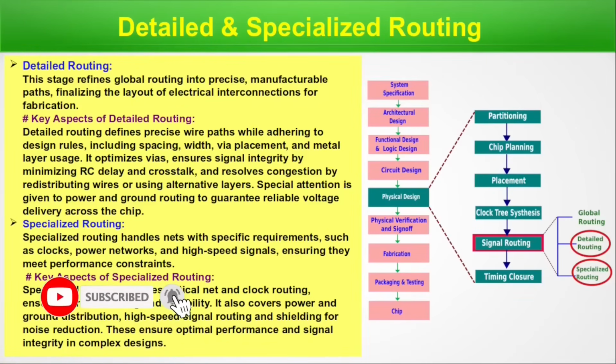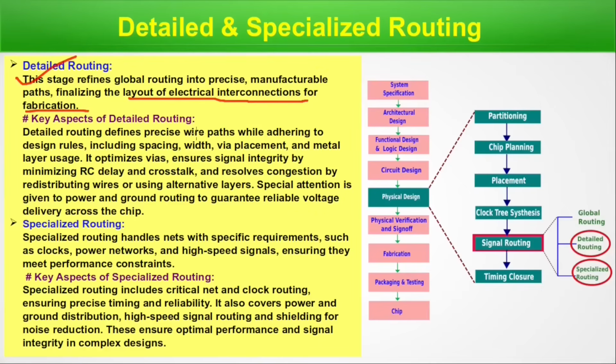This episode is dedicated to global routing. Since we have mentioned them, we are just giving a touch base about detailed and specialized routing. In a later episode, we will discuss these two types of routing in detail. Detailed routing: this stage refines global routing into precise manufacturable paths, finalizing the layout of electrical connections for fabrication.